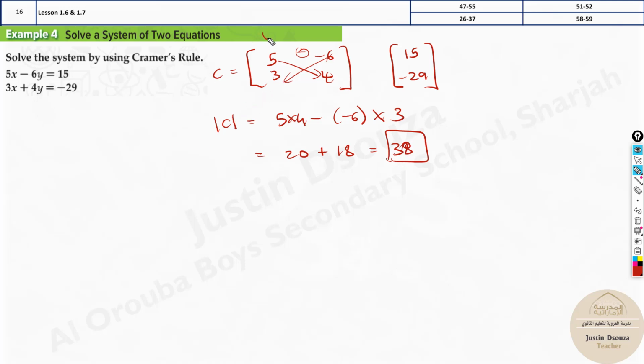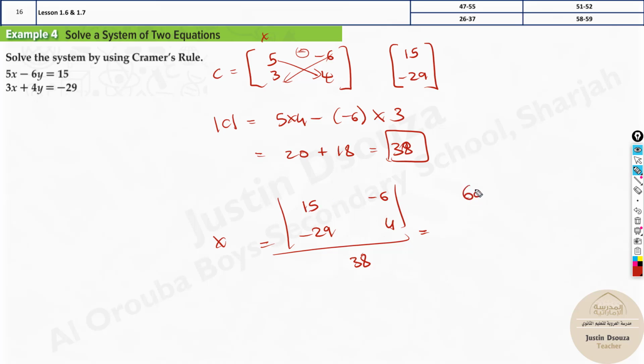Now in order to find x, you need to replace these values by 15 and minus 29. So it will be 15, minus 29, minus 6, 4. To find the x value, you need to find the determinant of this divided by the determinant we already found. And now what's the answer?